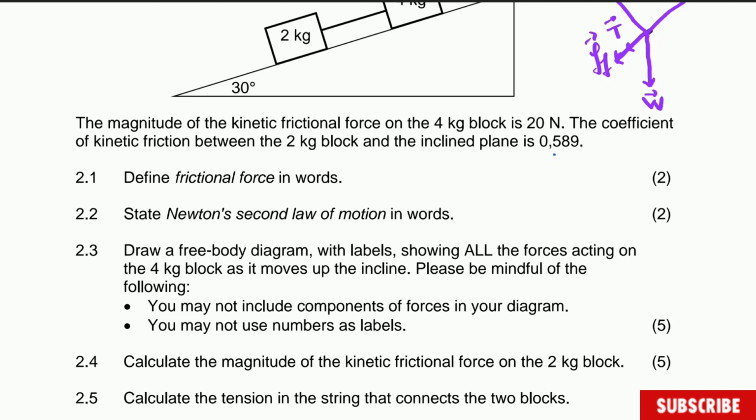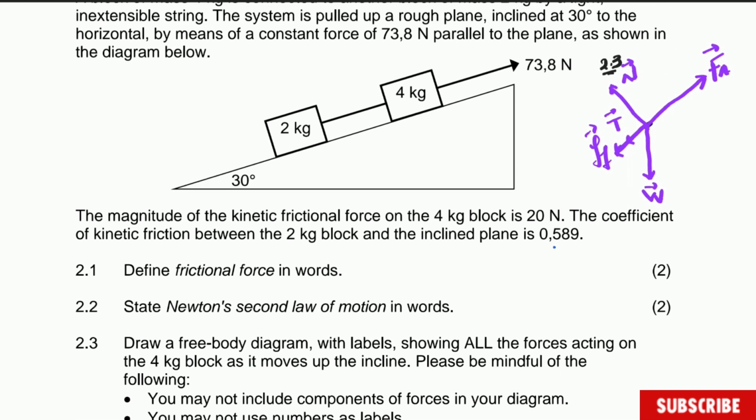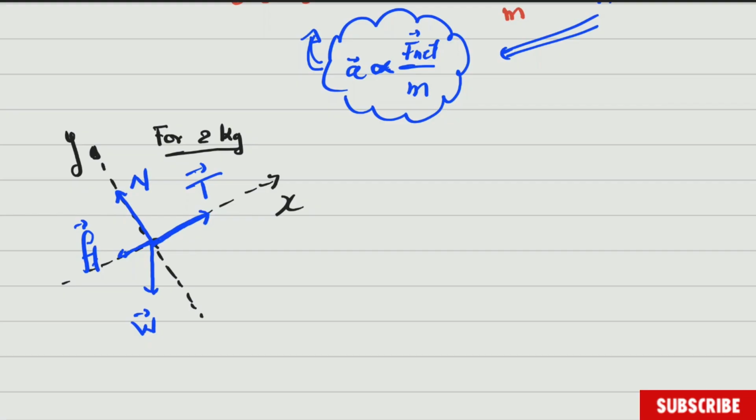Now calculate the magnitude of the kinetic frictional force on the 2 kg block. So we're going to look for the frictional force, but to do that we're going to a new page and we are going to do a free body diagram for the 2 kg block, with everything that we need. Now here's the free body diagram, but I did not include the components, so we're going to add the components of the weight.